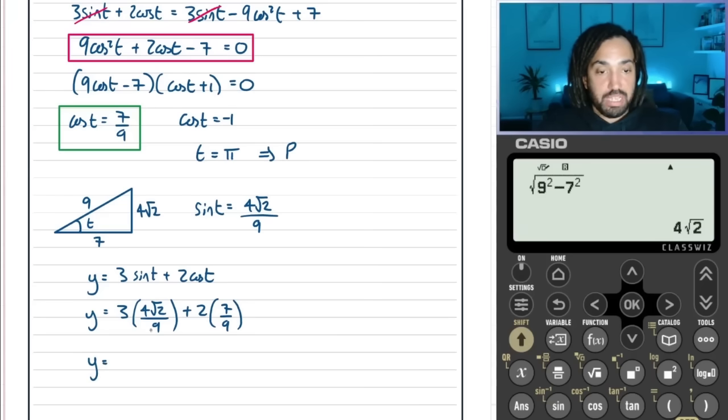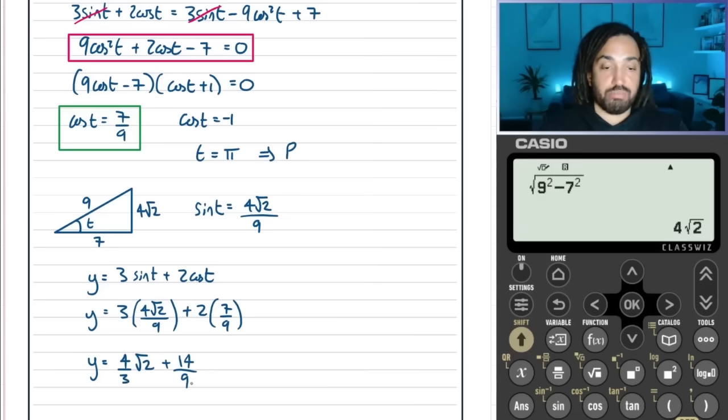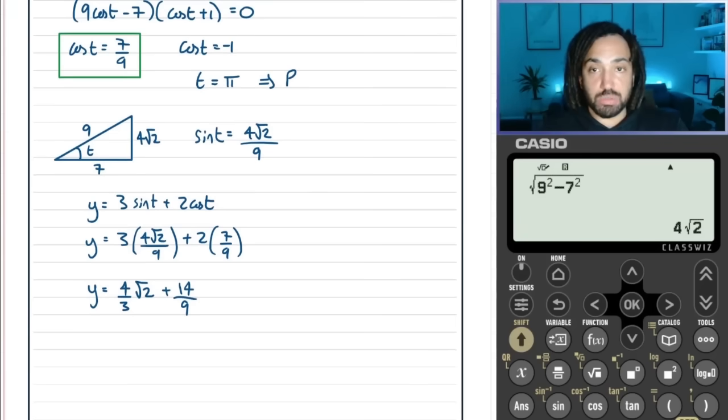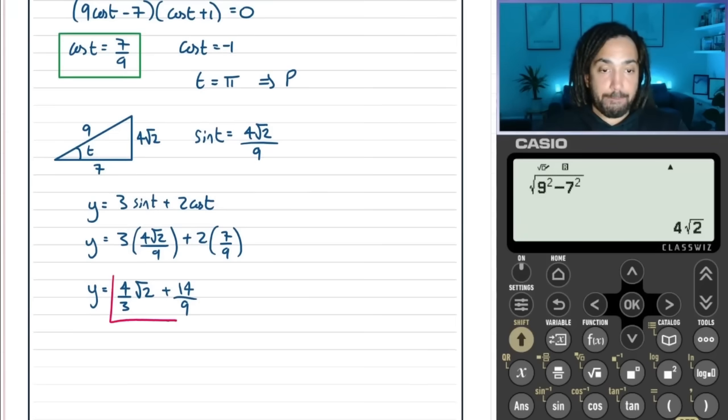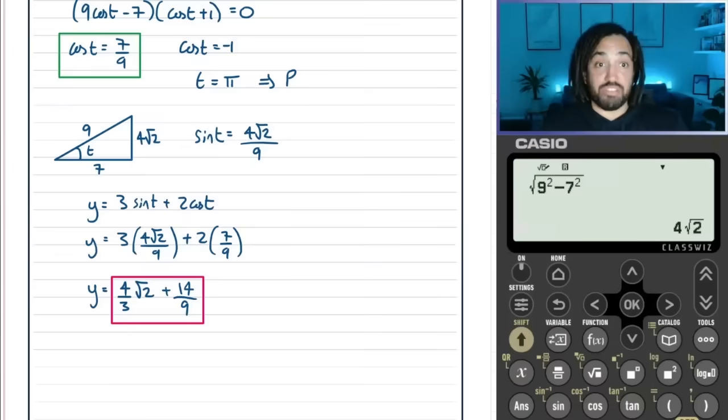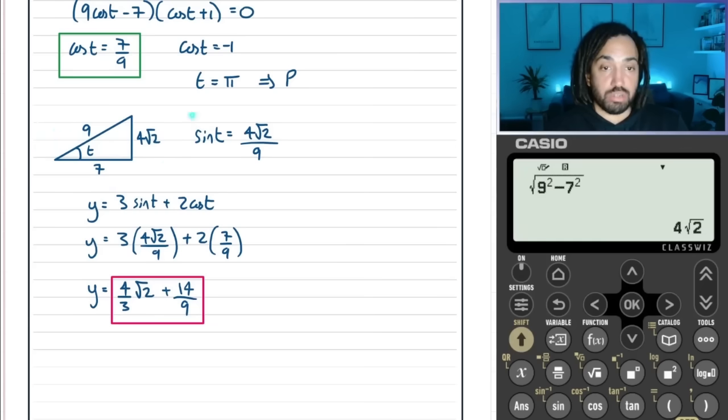So this will be 4 over 3 root 2, and then this will be plus 14 over 9, and that is the exact coordinate. Perfect. Now, there may be a few savvy people out there saying, well, hold on a minute. Yes, using the triangle is great, but when you use the triangle, you must consider the fact that sine t could have been positive or negative, not just positive like I've assumed it is.